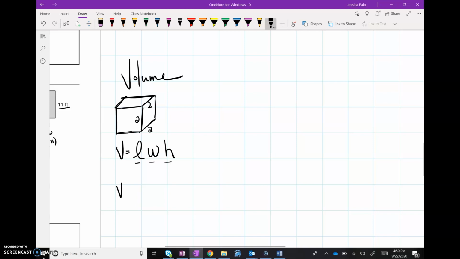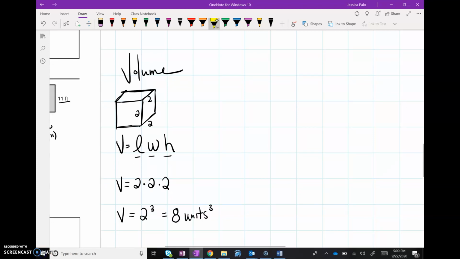So we would do volume equals 2 times 2 times 2, which would be written as volume equals 2 to the third power. So what's the volume of this cube? The volume of the cube is 8 units cubed.